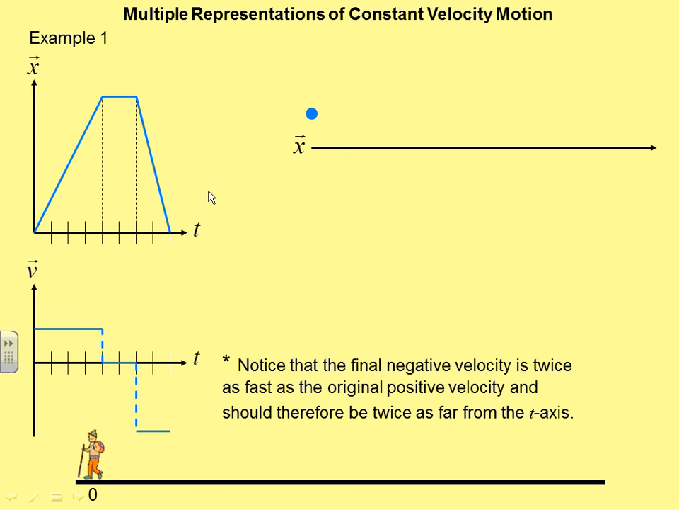One second of time later, he's going to be moving to the right, and then he's going to move constantly to the right for 4 seconds. So there's 1 second, 2 seconds, 3 seconds, 4 seconds. Notice 1, 2, 3, 4 time intervals. Notice, too, that these dots are equidistant because the velocity is constant.